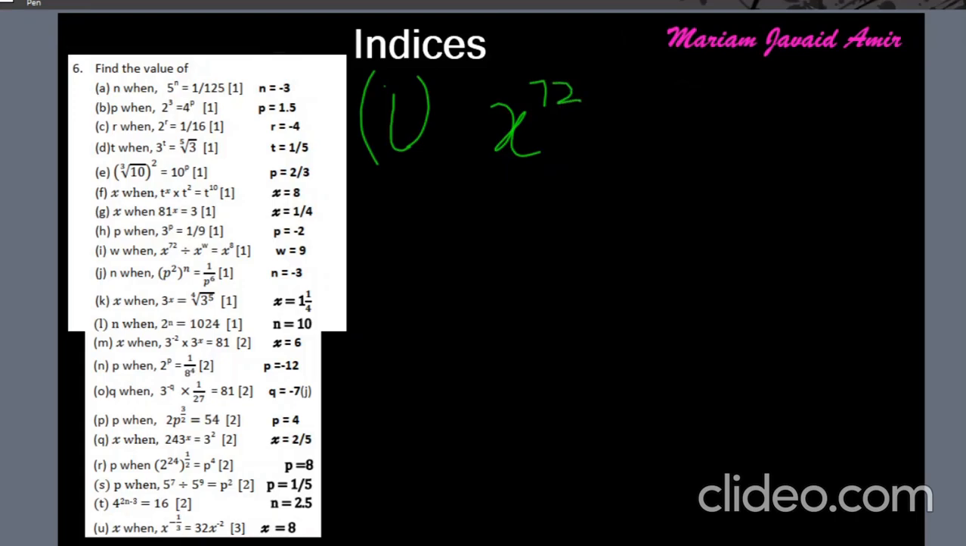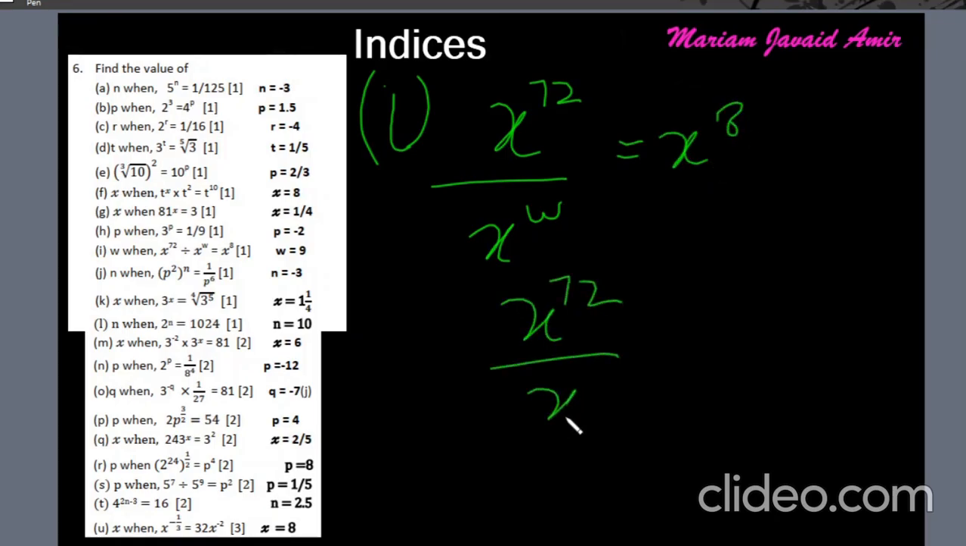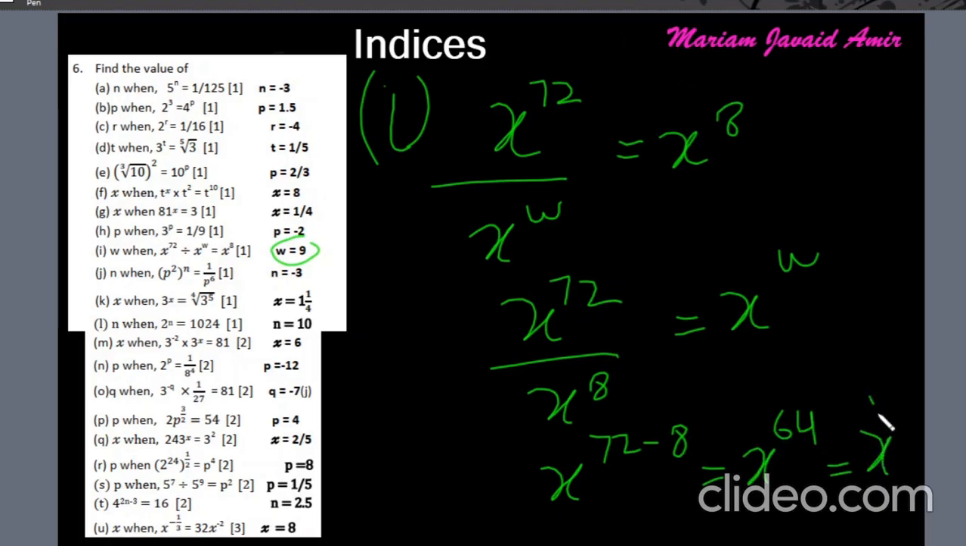x72 divided by x power w equals x8. So x72 over x8 equals x power w. So x64. I think the answer for this here is wrong as well. So x power 72 minus 8 is x power 64, which equals x power w. So w equals 64. So this should be 64.